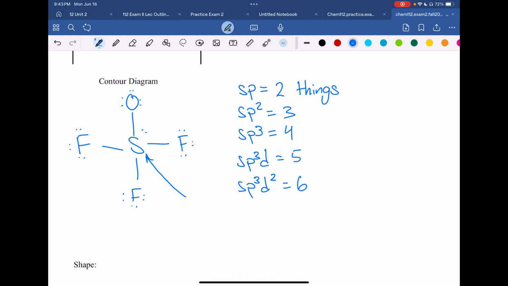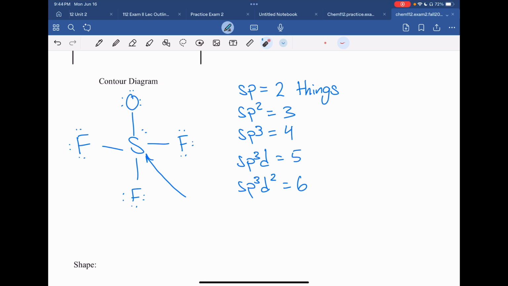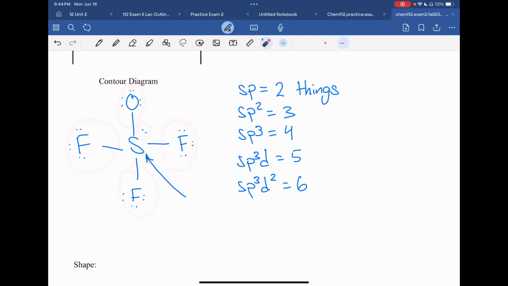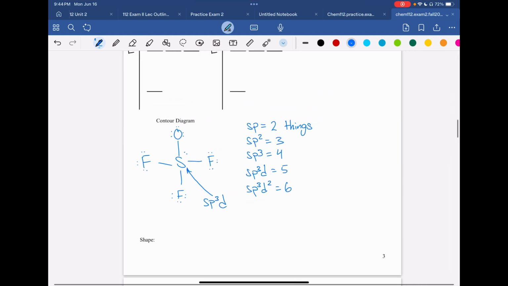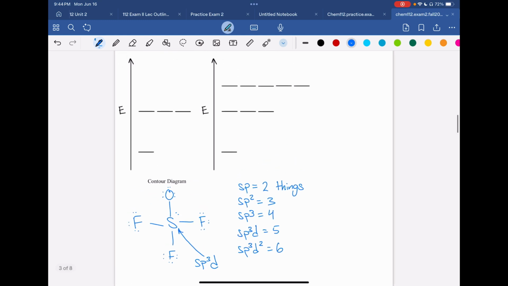Okay, so how many things is this sulfur atom attached to in this molecule? Okay, you should be saying one, two, three, four, and five things. So this is your hybridization, sp3d. Okay, now bear with me, let's come back to this.